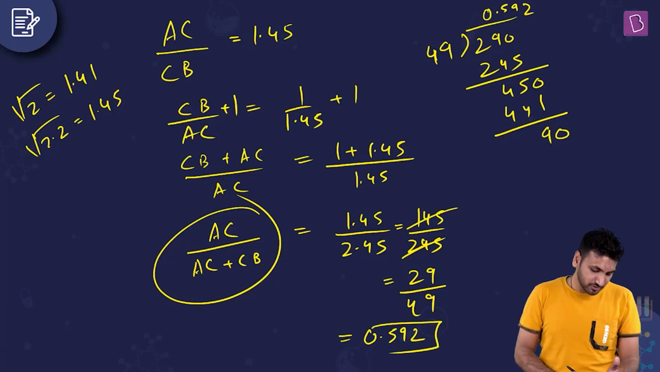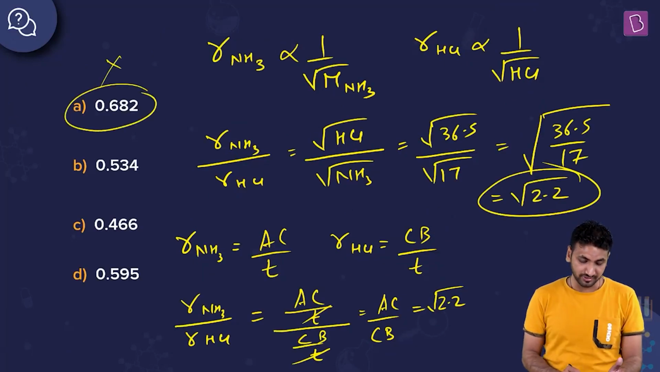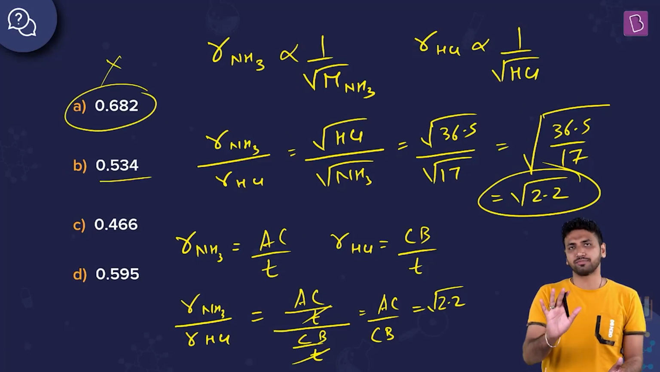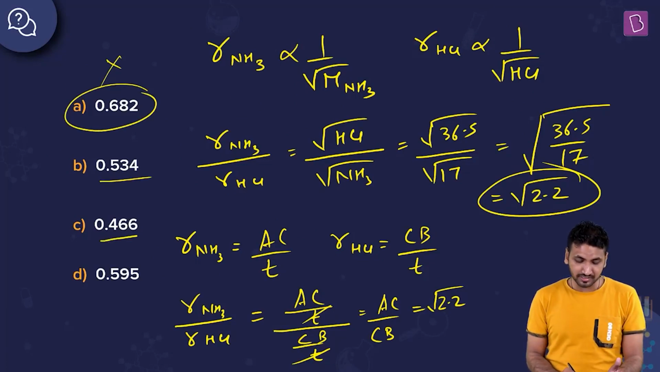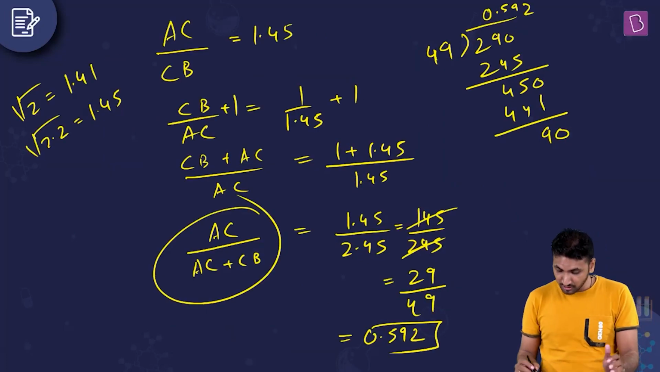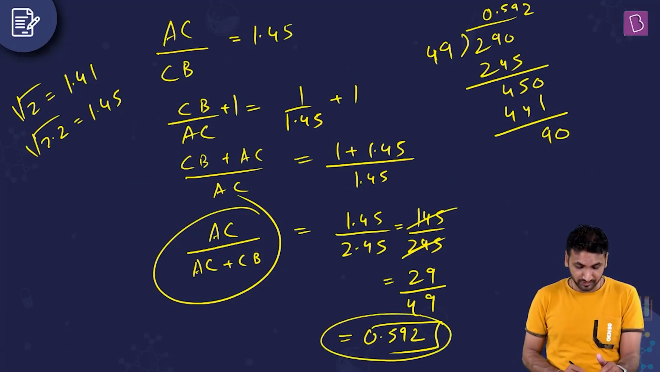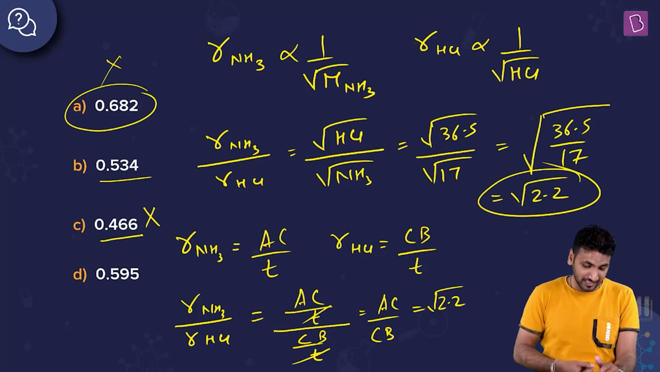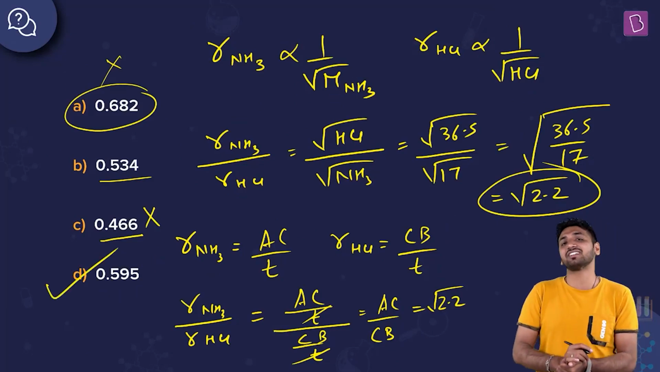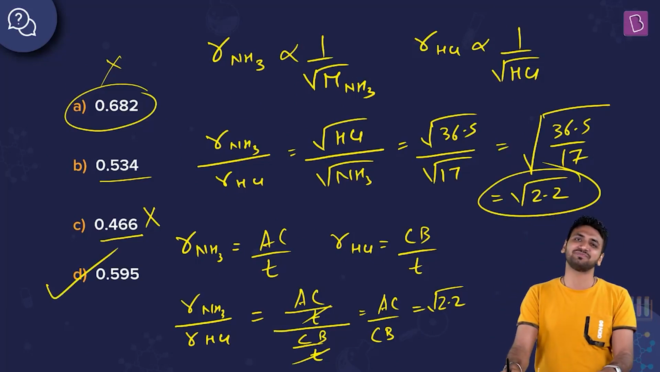Let's look for the options. 0.682. No. Further, far away. 0.534 is pretty close. Let's see. 0.466 is again no, far away. 0.595. What we have calculated is 0.592. Very close to 0.595. Yes, D for Delhi is going to be the right answer to this question. And with that, we conclude this beautiful question. Thank you.